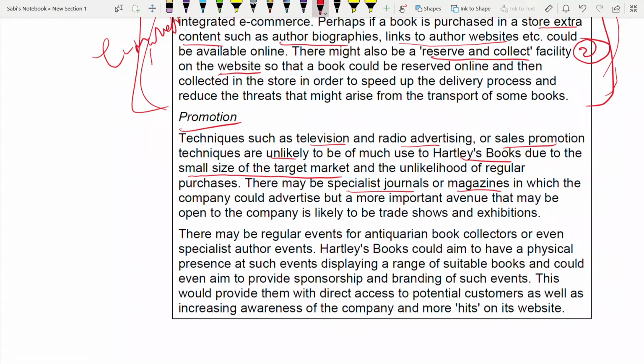or you can go through some trade shows and exhibitions where your books will be sold, right? You might have certain events going on where you can attend those events, and through that you can even get direct access to customers, right? You can even sponsor those or brand some of the events through which you might have access to the customer, as well as you can increase the awareness of the company also, and it will bring more hits on the website.